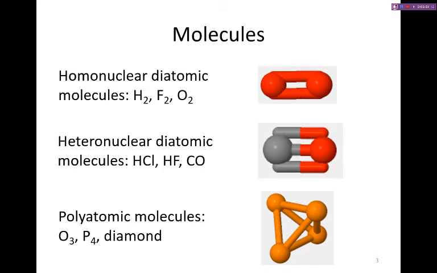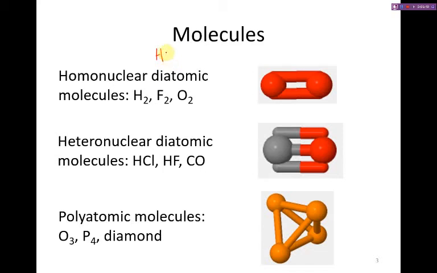When we look at molecules, there's a couple different subcategories. We can have homonuclear diatomic molecules, which means that it is one element, but two of that element. So this might be hydrogen, fluorine, oxygen, etc. You need to be familiar with these homonuclear diatomic molecules.